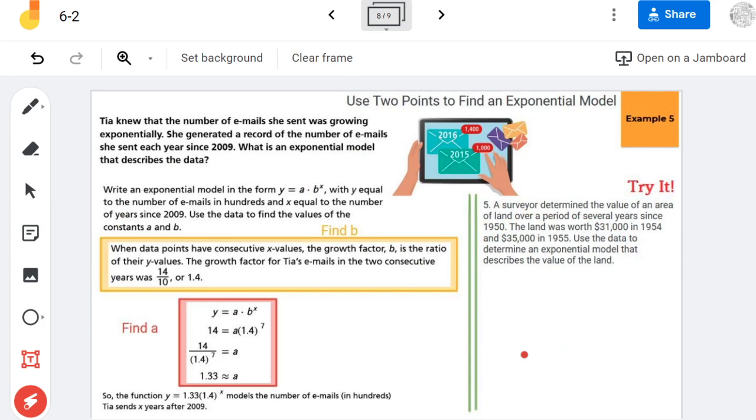So it says that Tia knew that the number of emails she sent was growing exponentially. She generated a record of the number of emails she sent each year since 2009, and they want us to find an exponential model that describes the data.